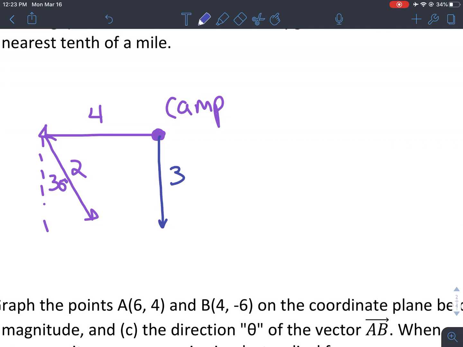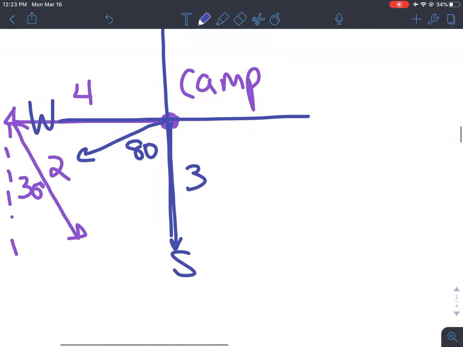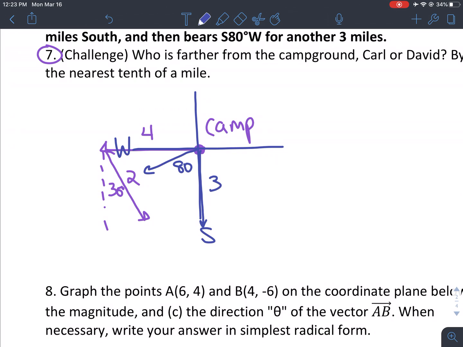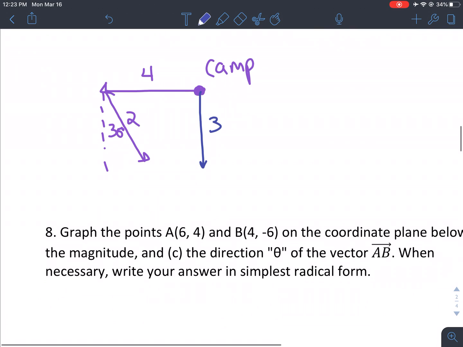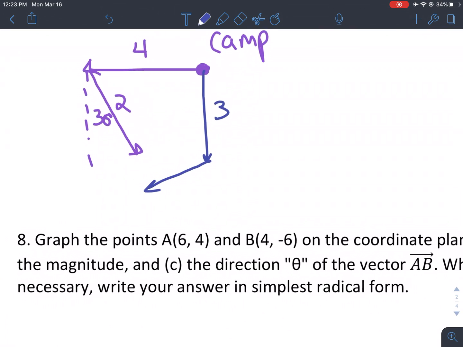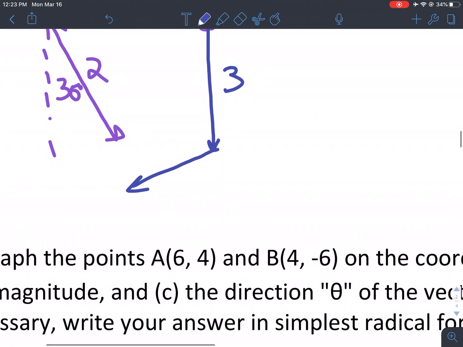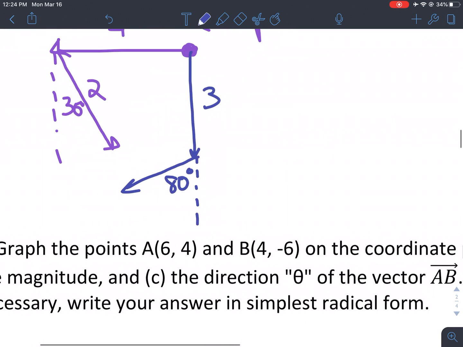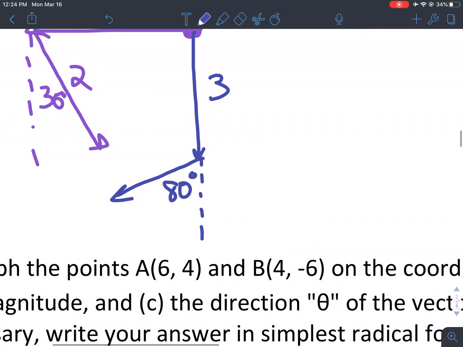And then bears 80 degrees west of south. All right, 80 degrees west of south. Here's west, here's south. 80 degrees means that vertical angle phi needs to be 80 here. So let's translate that and add it to where David is. So that means we're going to make a turn this way. And be very careful about where you put the angle. 80. And then he's going to walk for another 3 miles.